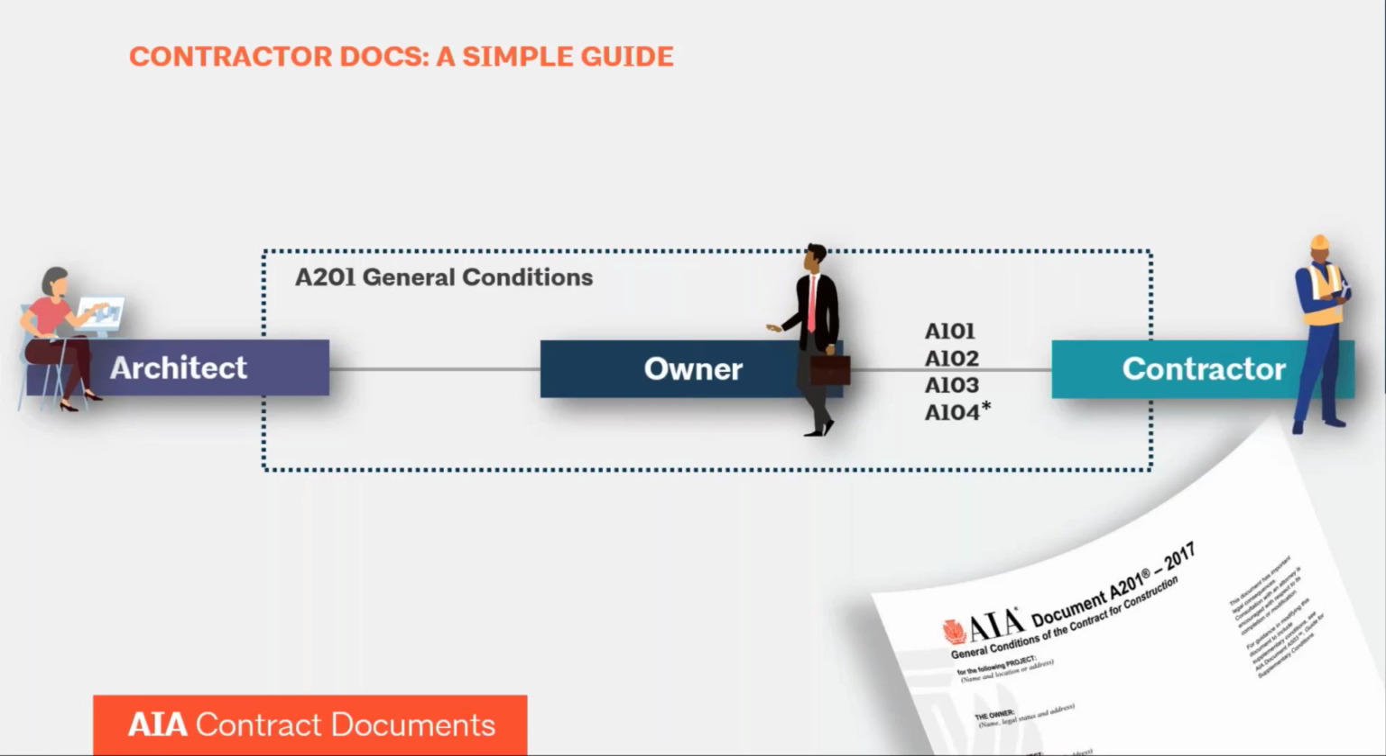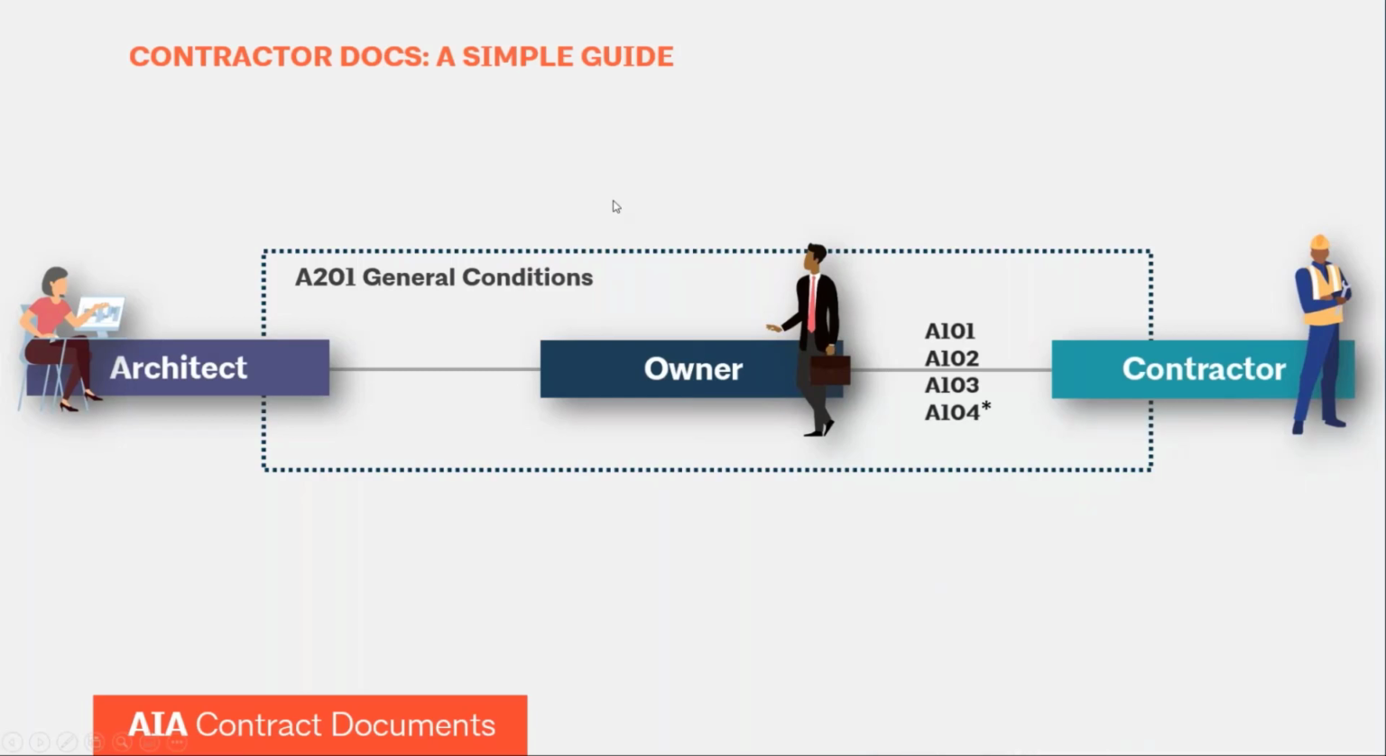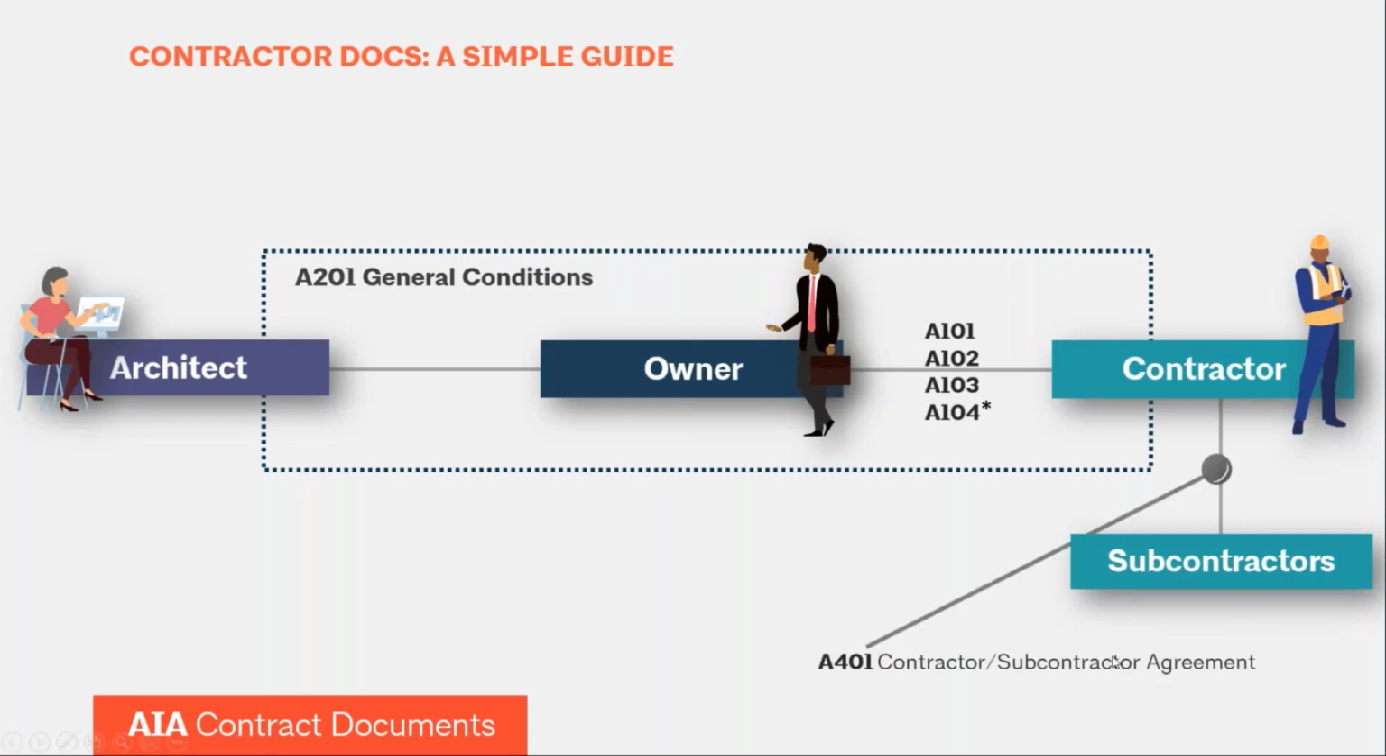So you have your general conditions, you have your owner contractor agreement. It is also likely that the contractor is going to retain a subcontractor or subcontractors. The document to define that relationship is your A401. That one's pretty simple, one choice there. That's a very popular agreement. We see that one a lot. And so that's going to define that relationship.